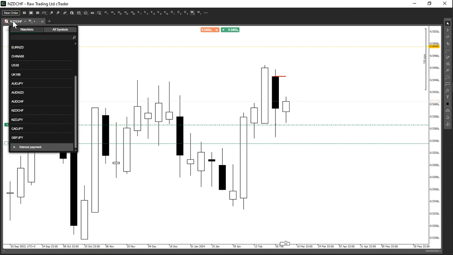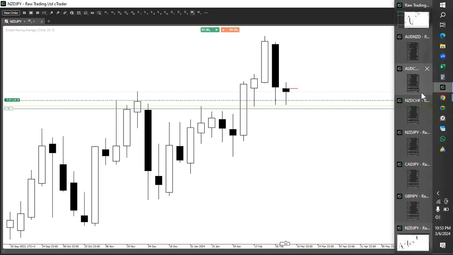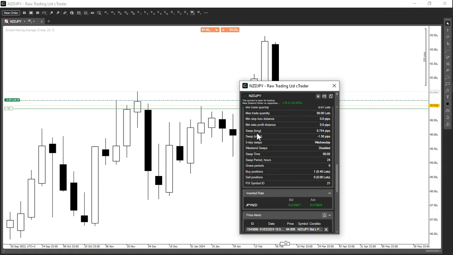And then the next position we'll be looking at is NZD JPY, which is also, I'd say, fairly around my entry point. And then if you look at the carry trade as well, NZD JPY swap long 0.75, swap short -1.